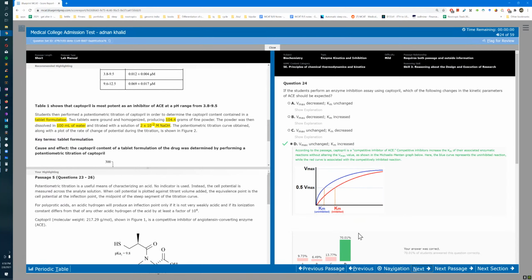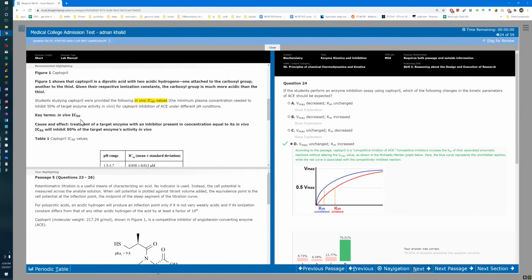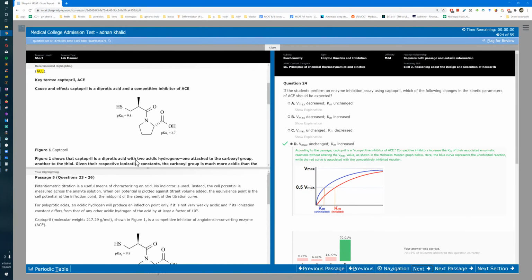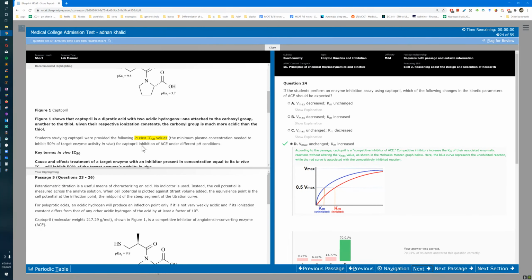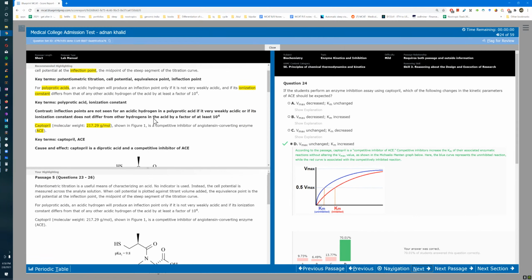This one, I mean, we know that they said that it is a competitive inhibitor. So what happens with that? Vmax unchanged, KM increases.